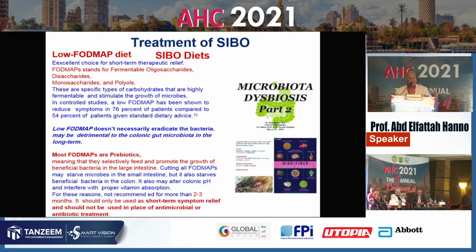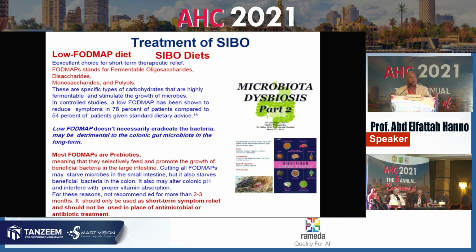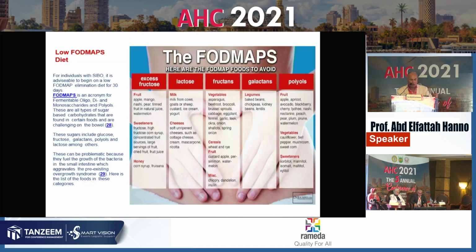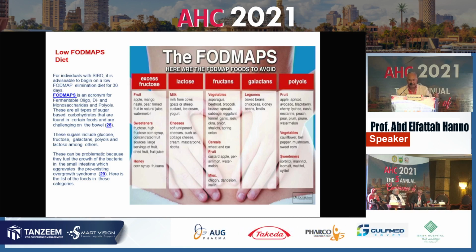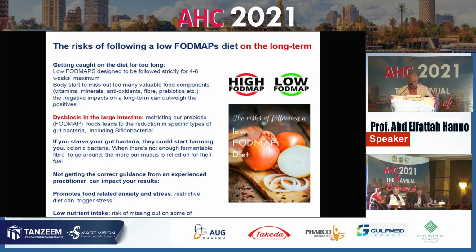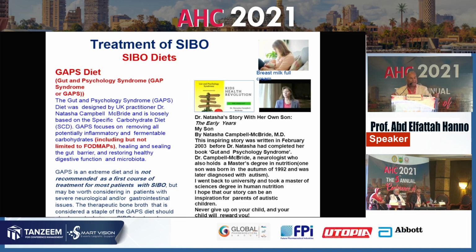And finally, don't forget certain diets like the low FODMAP diet. These are specific types of carbohydrates that are highly fermentable and stimulate the growth of microbes, and must be avoided in order to help in the healing of the mucosa of the small intestine. So here are the FODMAP foods to avoid. This is the last 2 slides. Excess fructose, excess lactose, fructans and galactans should be avoided. And also, we have the link between the gastrointestinal tract and the brain, what we call the GAPS diet, which is the gut and psychology syndrome.